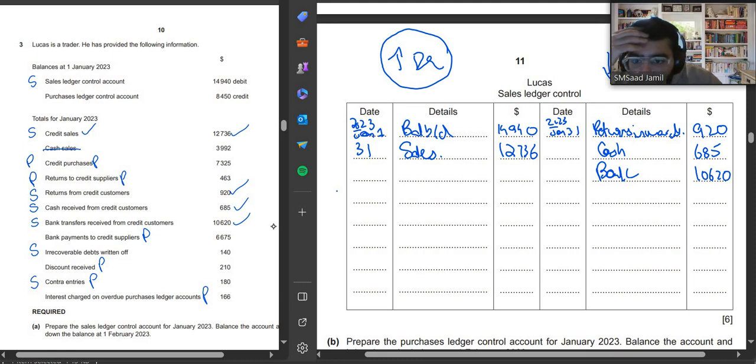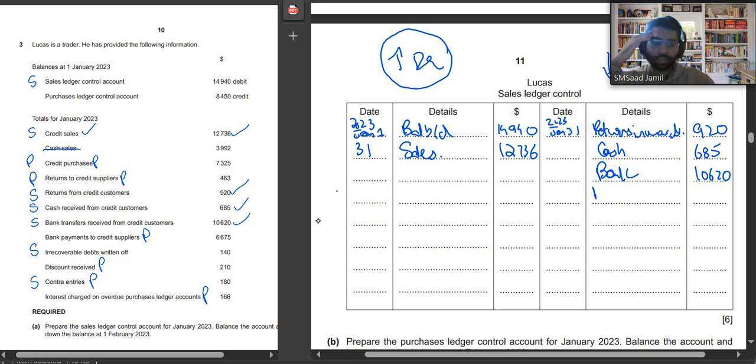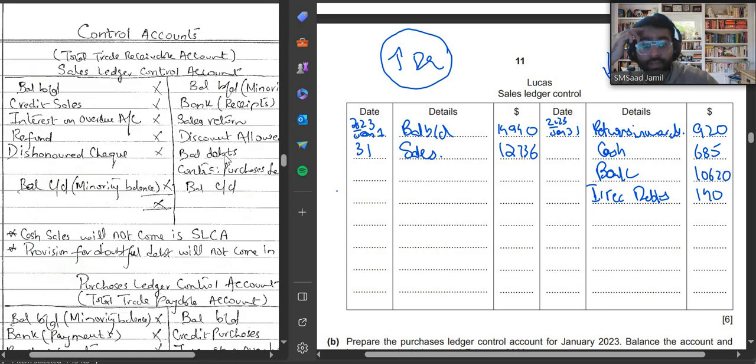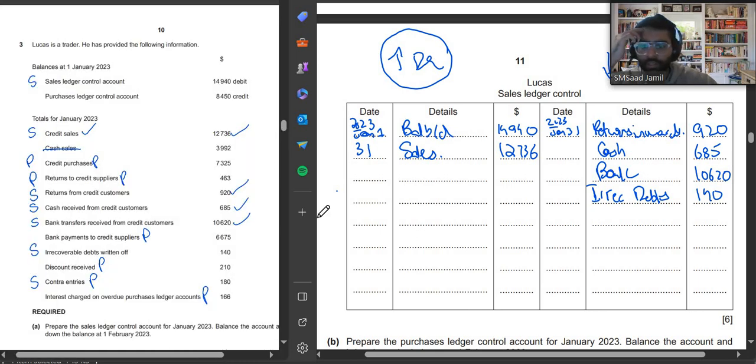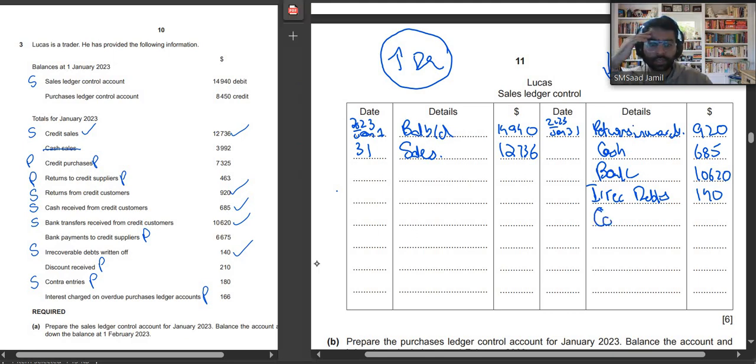Then it says irrecoverable debts, which means bad debts. I'm just writing it short. Irrecoverable debts are 140. Just to show you again, bad debts, credit side. Memorize the formula if it's hard. Okay, we did this. Then it says discount received, P contra. Contra we always write over here on the credit side. So contra 180. Now what you will do is total the debit side.